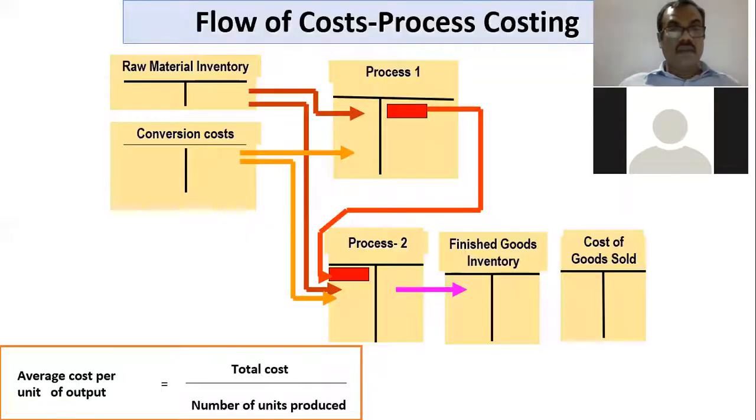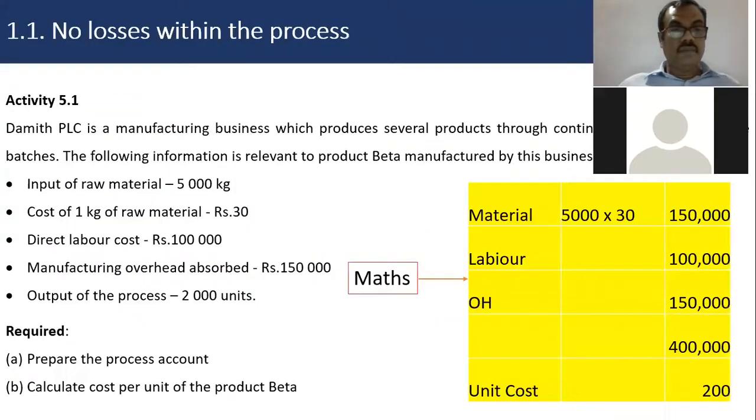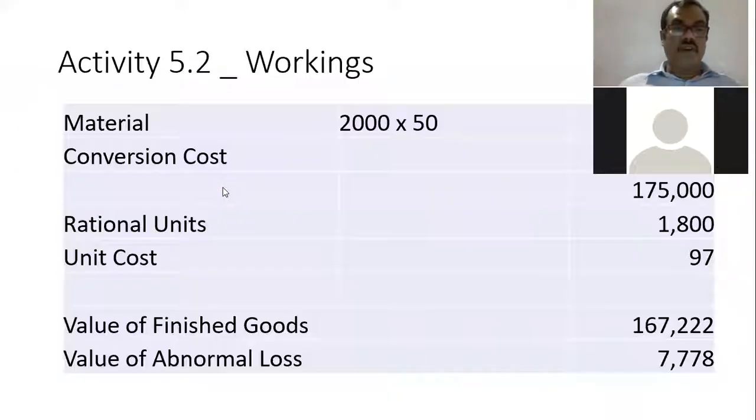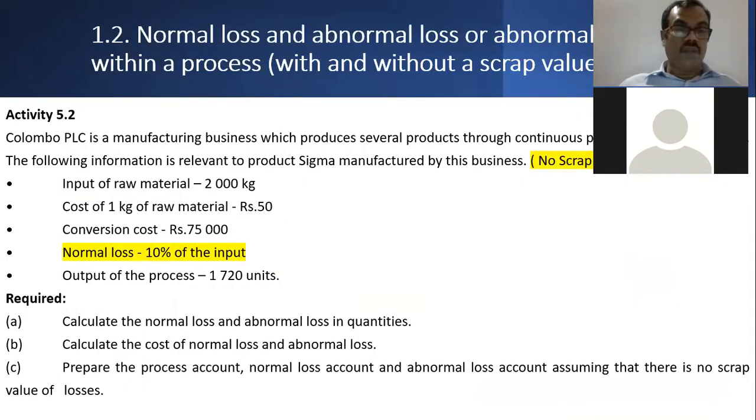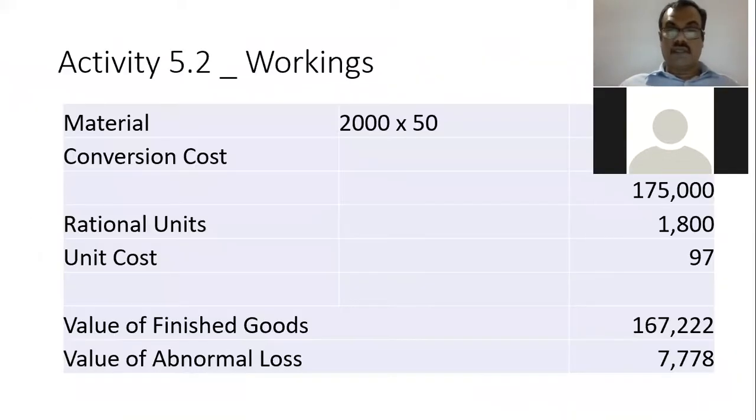But in the previous question, just go back to that one. That wasn't the case. You see, 5000 kilogram, 2000 units, where there is no loss. Therefore, 2.5 kilogram. The answer to your question is that a 1:1 ratio is not always the case. It depends on the information. So based on the information in this question, yes, 1:1.